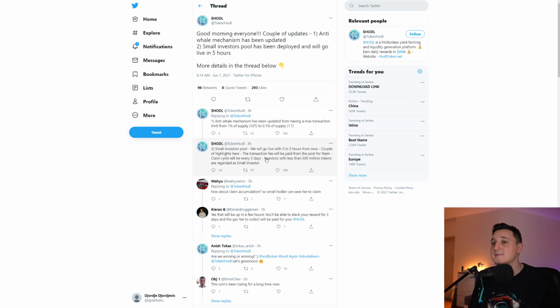A couple of highlights here. The transaction fee will be paid from the pool. The claim cycle will be every 3 days. Investors with less than 500 million tokens are regarded as small investors. Okay, so investors with less than 500 million.